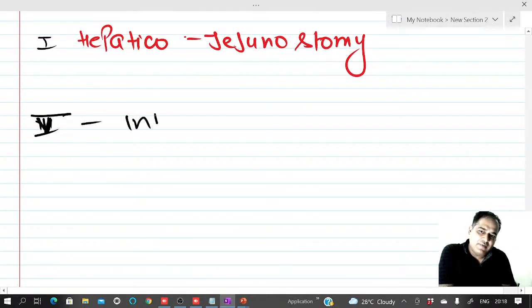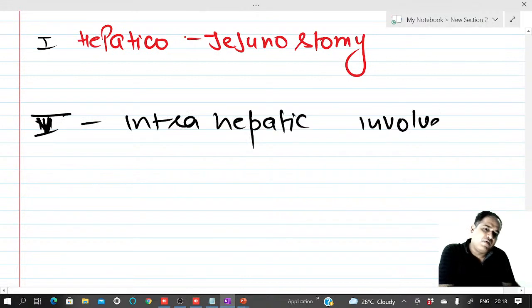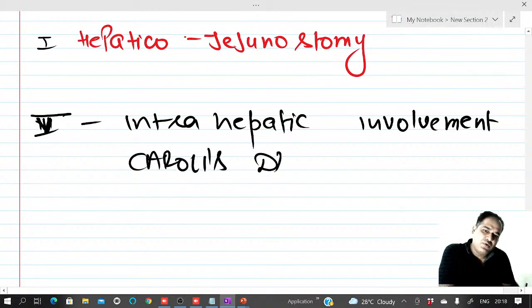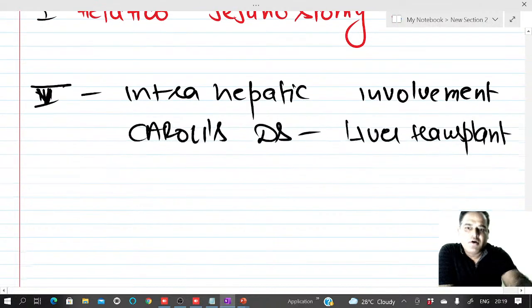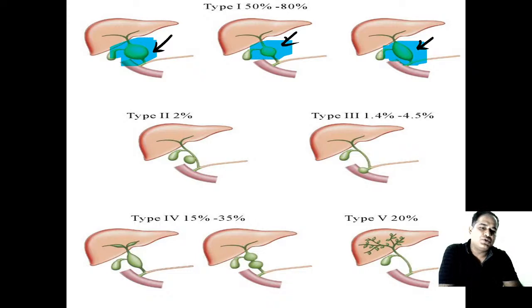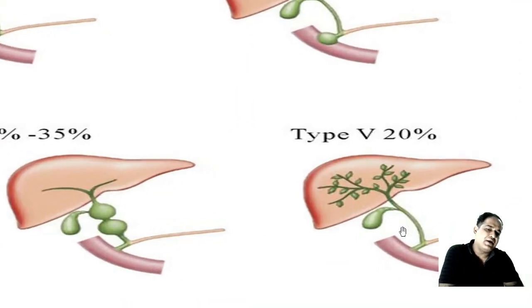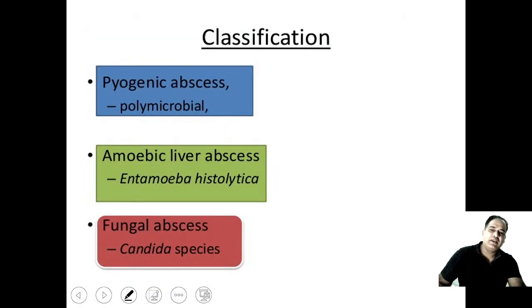In type 5, predominantly intrahepatic involvement is seen, and that is known as Caroli's disease. So here, the only thing you need to do is liver transplantation. Since the involvement is predominantly intrahepatic, you cannot do anything else there. Only thing is you need to perform the liver transplant.